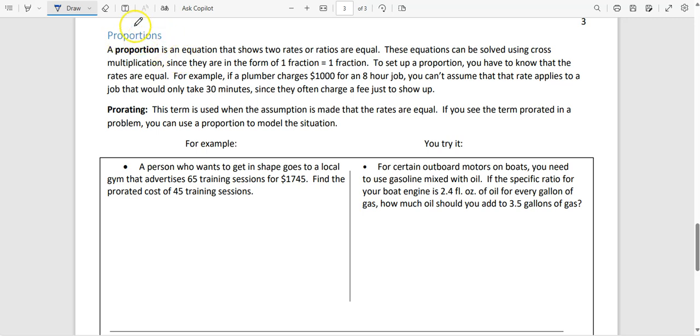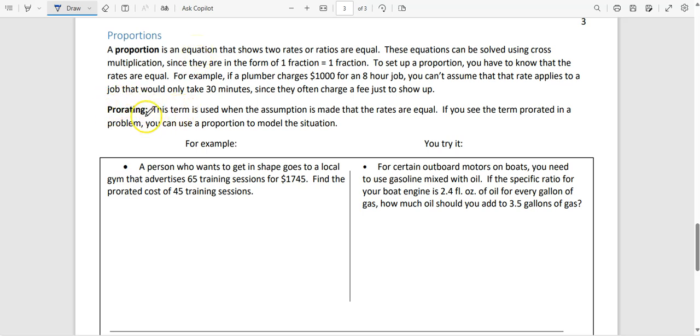Let's take a look at proportions. A proportion is an equation that shows two rates or ratios are equal. So given that it's an equation, we can use it to solve unknown quantities.